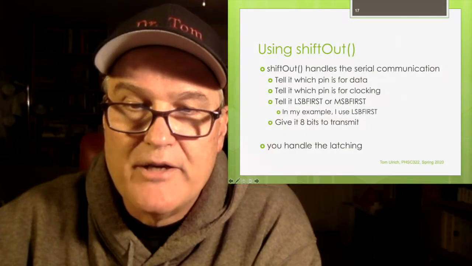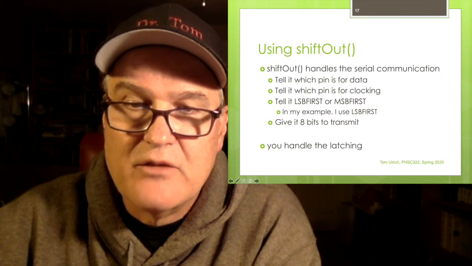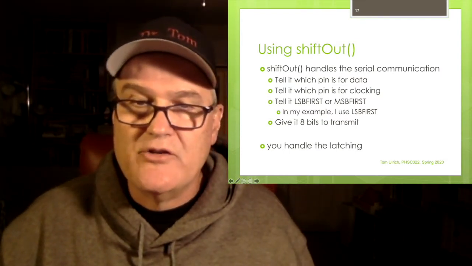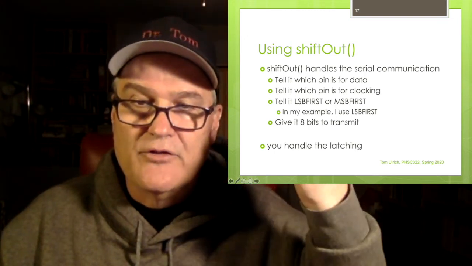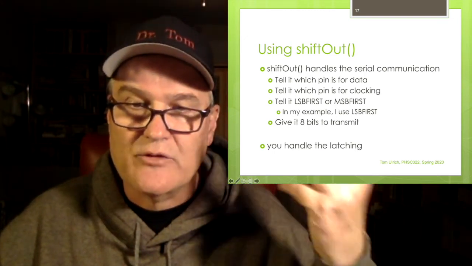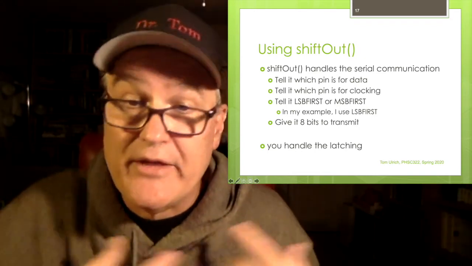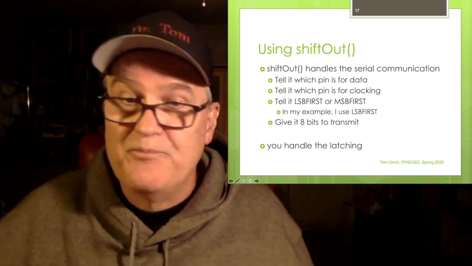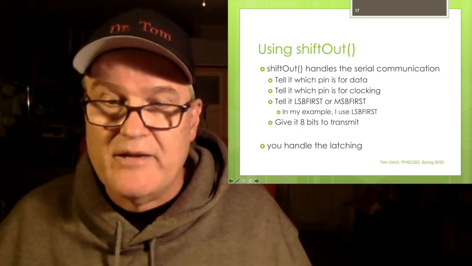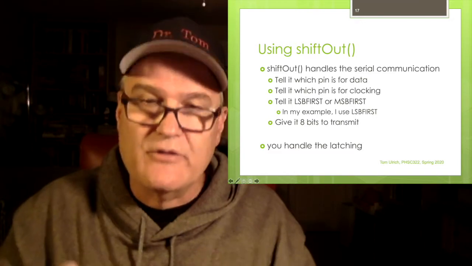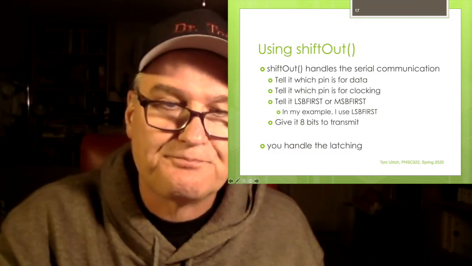Okay, repeating myself here, this is the deal. shiftOut handles the serial communication. You tell it the pin for data, the pin for clocking, and LSB first or MSB first. In my example that I'm going to show you, I do LSB first. You can do it either way. Then you give it 8 bits. You have to handle the latching. It won't do the latching, you have to do that, but it'll do everything else.